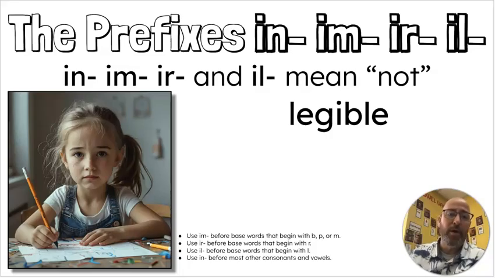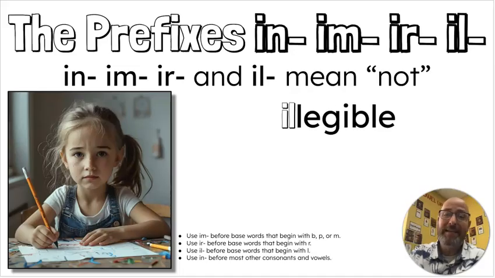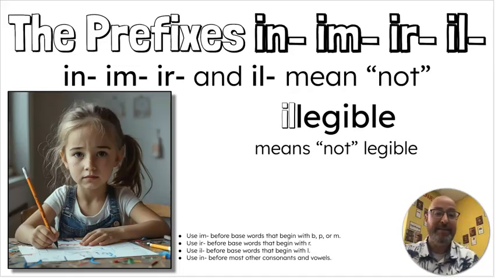And let's do one more. If you can sort of see her paper, her writing is sort of messy, which means if it was easy to read, we'd say it was legible, but it looks like it's messy, so it's probably not going to be legible. And if it starts with an L, we add IL, and our word is going to be illegible. Now, of course, illegible means not legible.